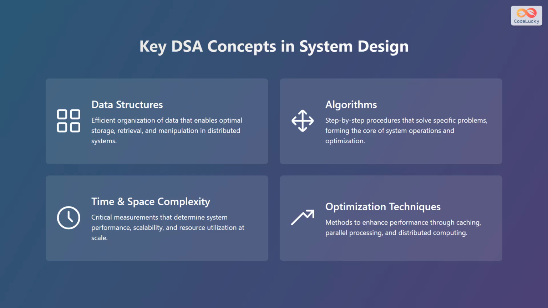Let's delve into the key data structures and algorithms concepts essential for system design. Data structures refer to efficient ways of organizing data that enable optimal storage, retrieval, and manipulation, especially crucial in distributed systems. Algorithms are step-by-step procedures that solve specific problems, forming the core of system operations and optimization. Time and space complexity are critical measurements that determine system performance, scalability, and resource utilization at scale. Optimization techniques refer to methods to enhance performance through caching, parallel processing, and distributed computing.